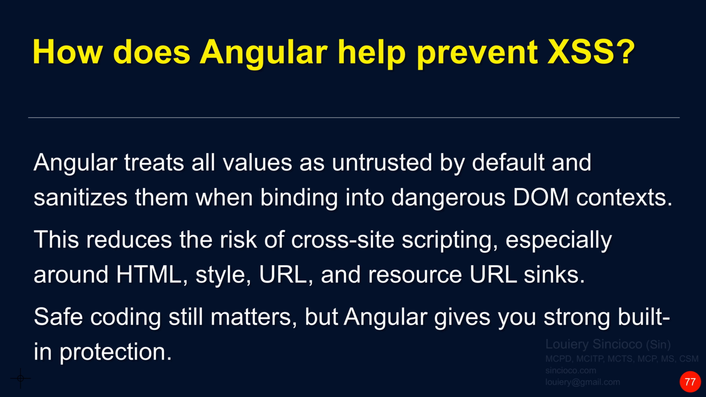How does Angular help prevent cross-site scripting, or XSS? Angular treats all values as untrusted by default and sanitizes them when binding into dangerous DOM contexts. This reduces the risk of cross-site scripting, especially around HTML, style, URL, and resource URL sinks. Safe coding still matters, but Angular gives you strong built-in protection.